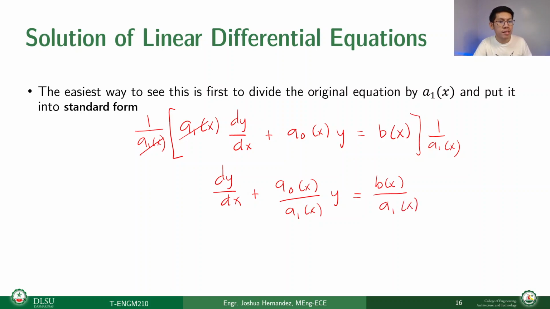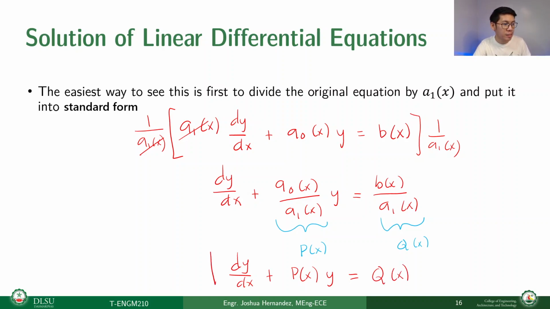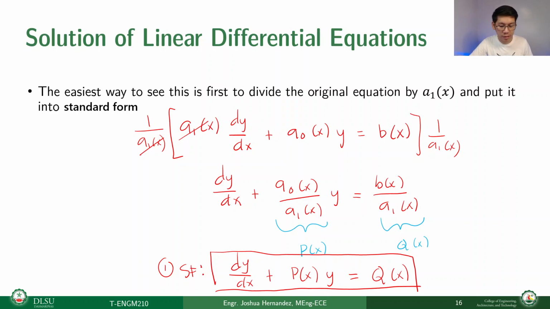Okay, now, we can simplify this further. We can call this part p of x and this part q of x. Therefore, another way to express this is dy over dx plus p of x y equals q of x. And that is what we call our standard form. So, please write this down on your papers because this is a very important equation. This is the standard form.